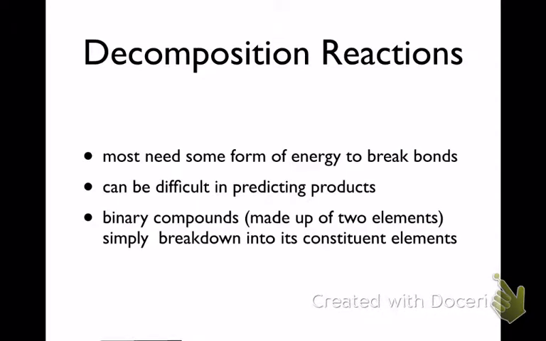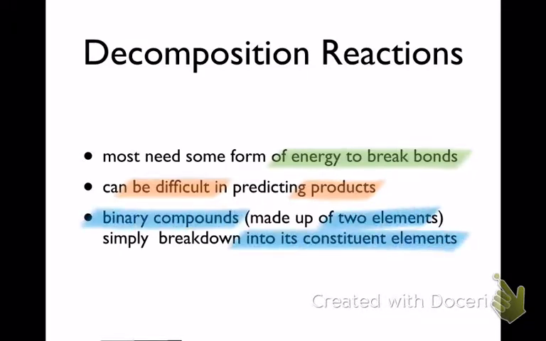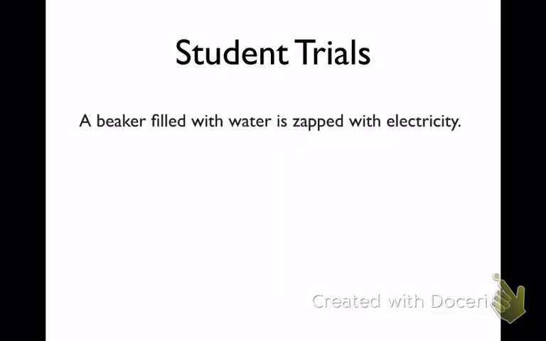Now, there's some features for these. First of all, you need energy to break those bonds. So some kind of energy is being added. It could be heat, it could be a flame, it could be light. Something's got to break those bonds. Sometimes it can be hard to predict the products if you're not familiar with the different possibilities. However, if it's a binary compound that has only 2 elements in it, well, then it's easy. It's going to break into those 2 components, its constituents. Let's look at a couple of simple examples.